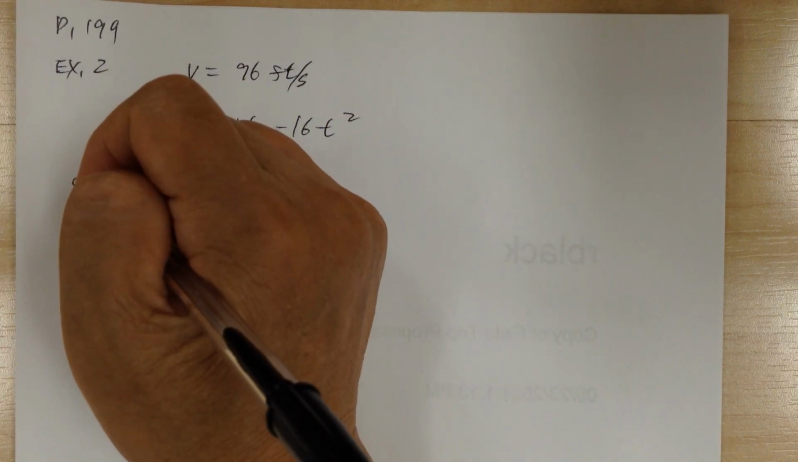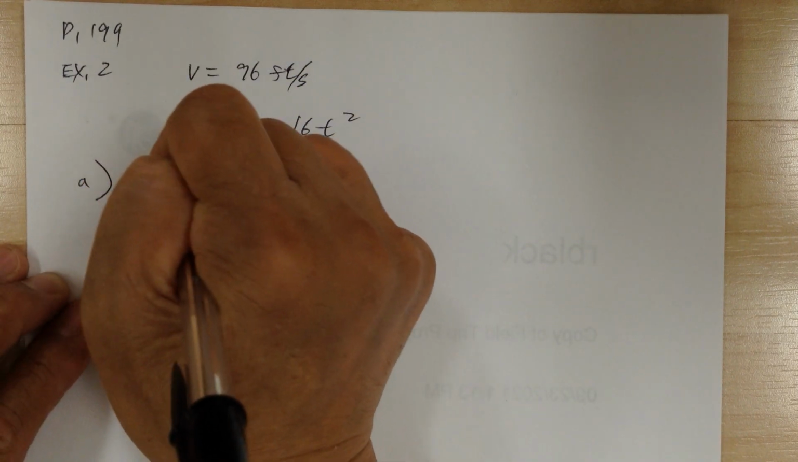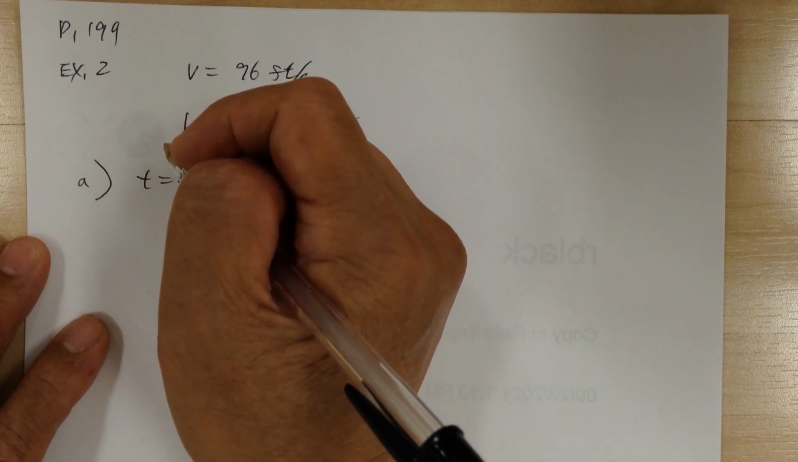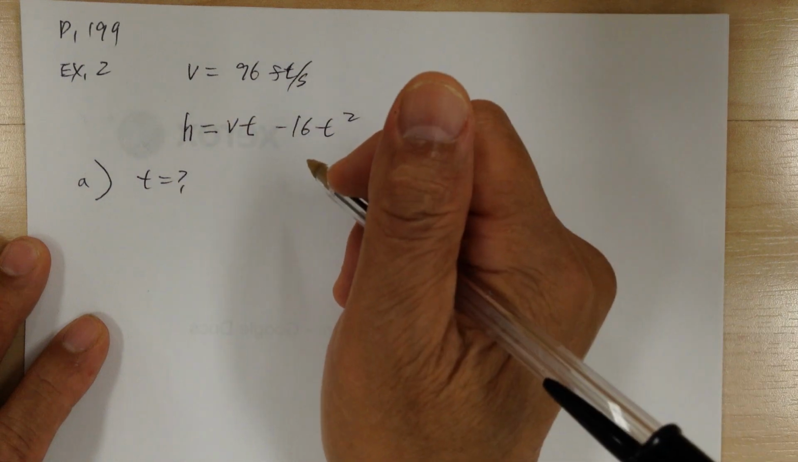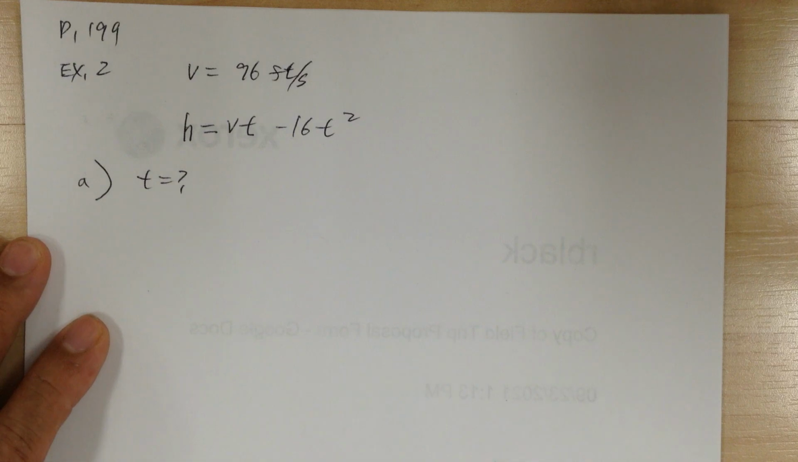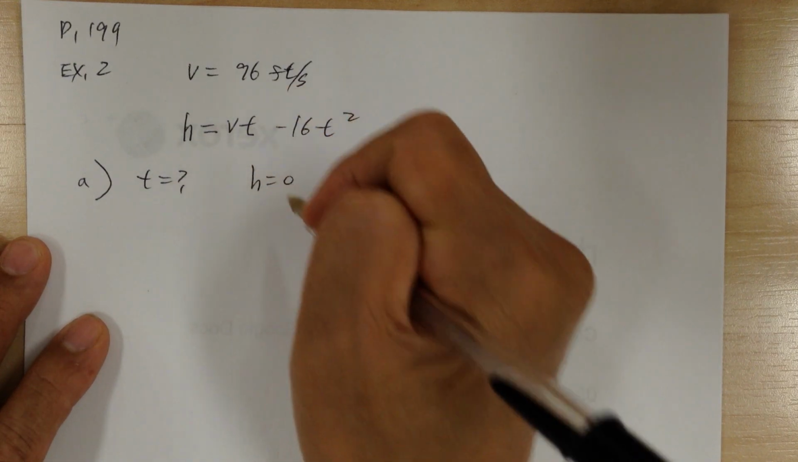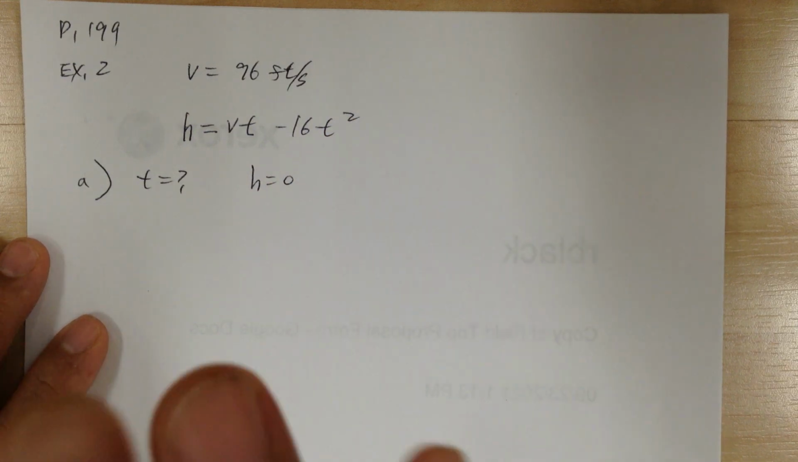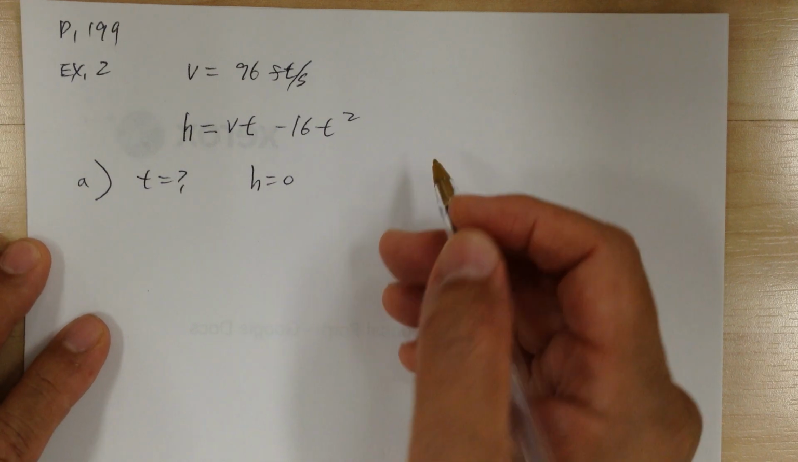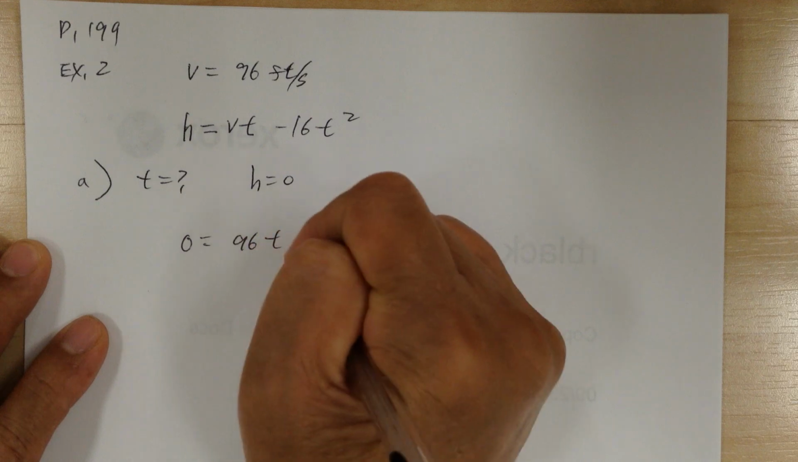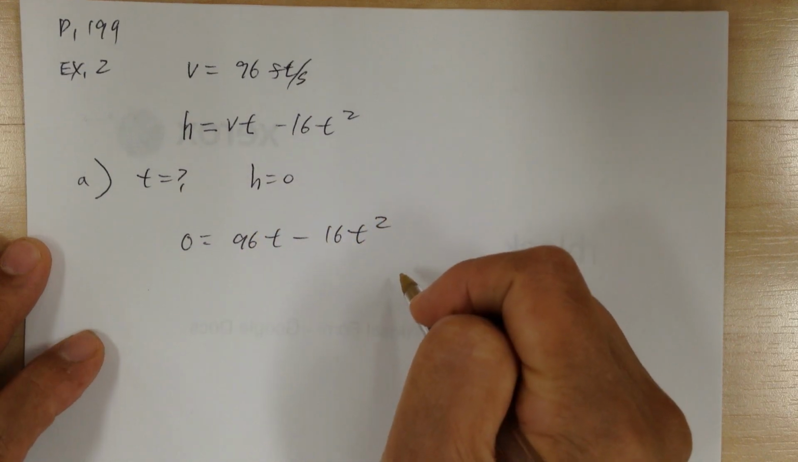So A. How long is the ball in the air? So you're looking for T before it's caught by the catcher. And the height, when it's hit, you assume the height would be 0, because you make the person's height the reference. So in this case, you substitute everything in here. So you got 0 equal to 96T minus 16T squared.